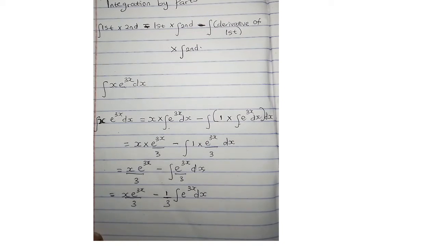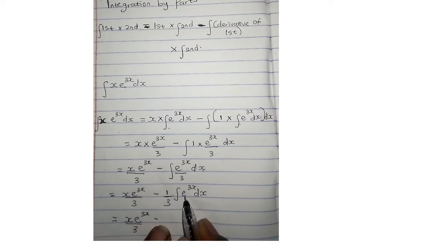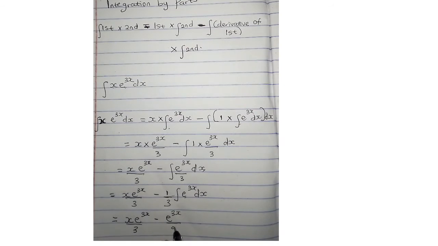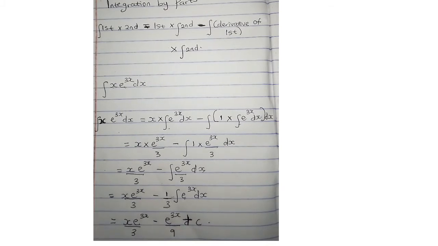Alright, so this becomes x exponential 3x all over 3 minus, when we integrate this, exponential 3x all over 9, plus c. So therefore this is our answer. It's so easy and short.